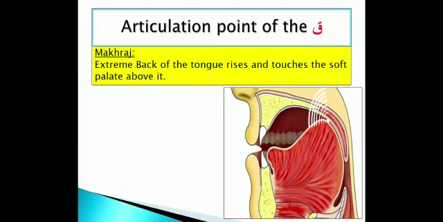And the final letter is the letter Qaf. The articulation point, the makhraj of the letter Qaf, is that the extreme back of the tongue rises and touches the soft palate above. So it's just near the throat, the extreme back of the tongue. When it rises and touches the soft palate above it, the letter Qaf will come out.